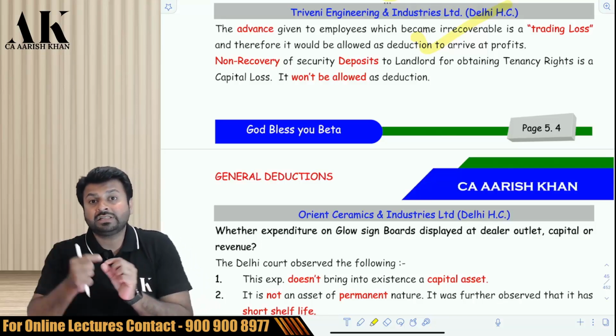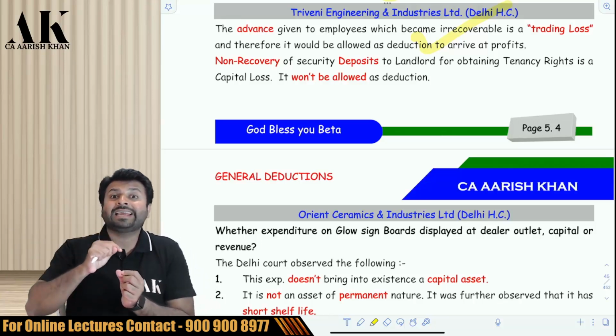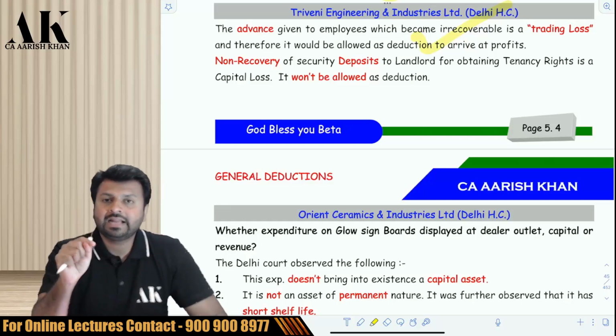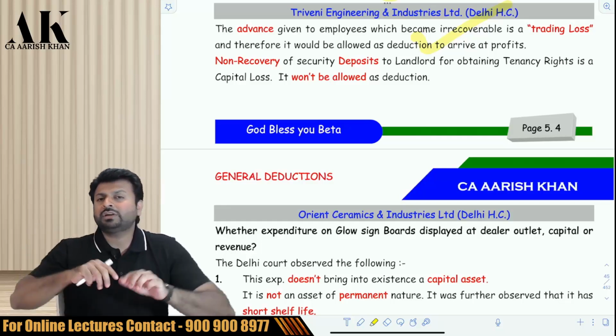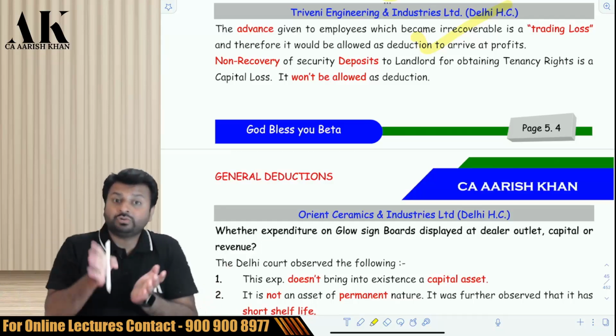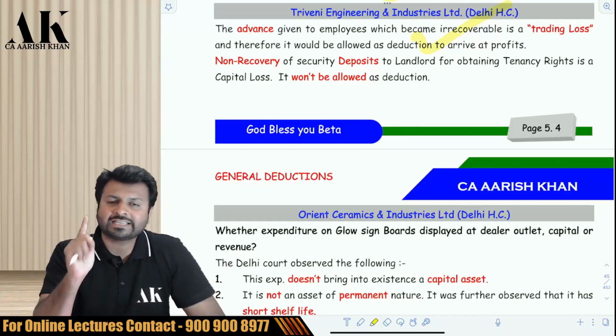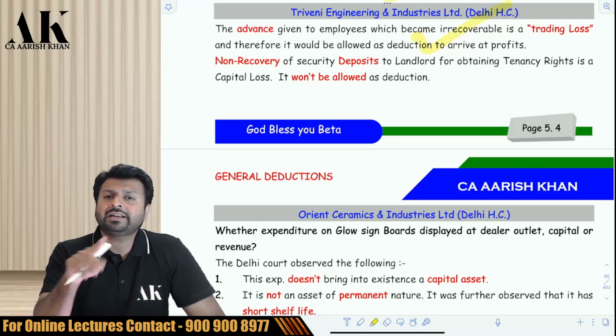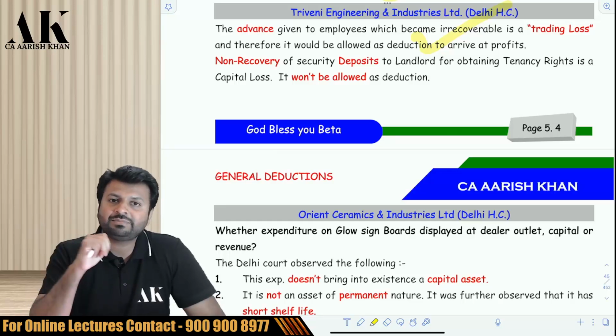Because that 50,000 given to the landlord was to acquire a capital right which is known as tenancy rights. And because you are acquiring a capital right, what is the capital right? Because you are giving 50,000 to the landlord, the landlord is giving you the right to stay in that property, which is the tenancy right, which is the capital right. And that 50,000 was in relation to not revenue loss but capital loss, and therefore it shall not be allowed as deduction. It is as simple as that.